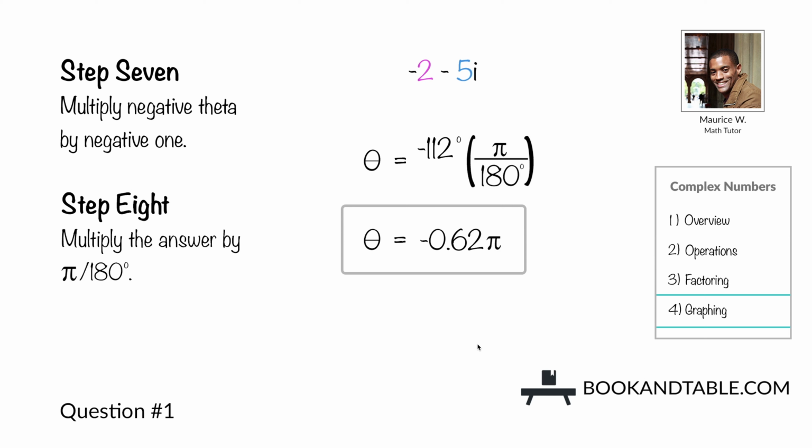And now if we want this in radian form, we'll multiply it by pi over 180 degrees. Negative 112 divided by 180 degrees, times pi, will give you theta is equal to negative 0.62 radian. So the answer is negative 112 degrees, or negative 0.62 radian.